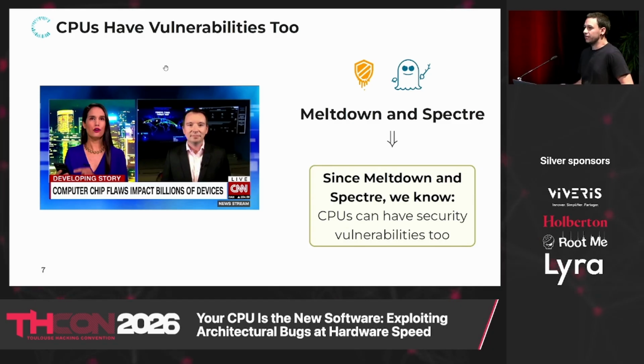Suddenly, this mindset shifted. We all accepted that we have software, software has bugs, software is going to be exploited, and we have to update that. But before 2018, it was like, but the hardware, this one is secure, why would it have bugs? Why would it have vulnerabilities? But since Spectre and Meltdown, we know CPUs can have security vulnerabilities too. So this was a surprise to a lot of people.